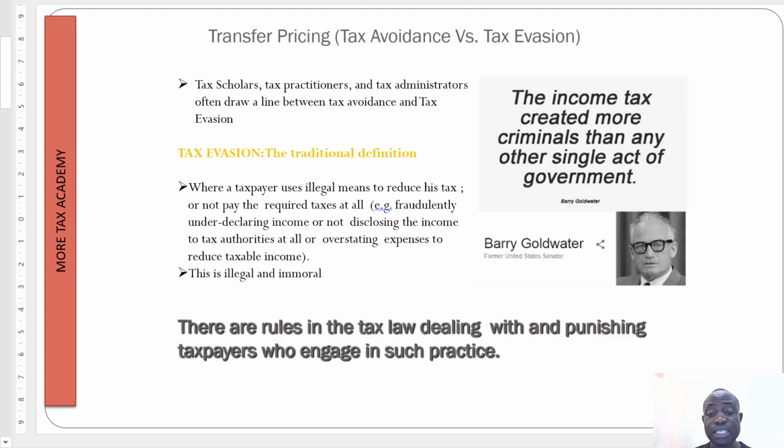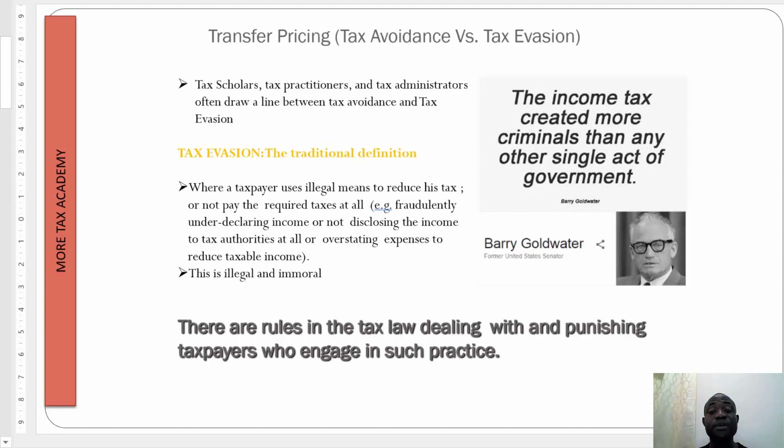So we try to distinguish between tax avoidance and tax evasion, and mostly we rely on what scholars and practitioners give as the meaning of these two terms. And they are saying that there's always a thin line between tax avoidance and tax evasion. But first, let's look at tax avoidance, because that one is easy to identify. And one US Senator said that the Income Tax Act created more criminals than any other single act of government.